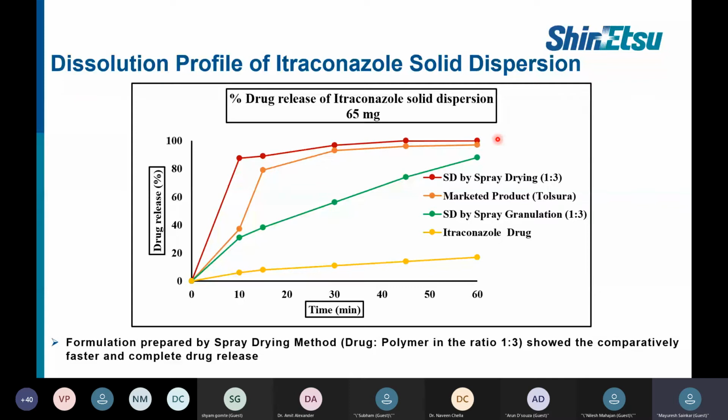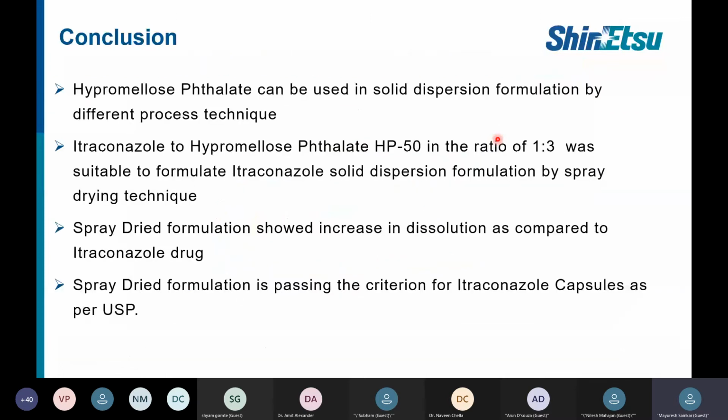So it's not that the other method, that is spray granulation, has failed in this case, but considering the compatibility with the API, you need to optimize the trials and you need to optimize the suitable technique. And we can conclude that hypromellose phthalate can be used here by various process techniques, but with a 1:3 ratio of drug to polymer and the technique of spray drying, which seems to be perfectly suitable for this polymer.